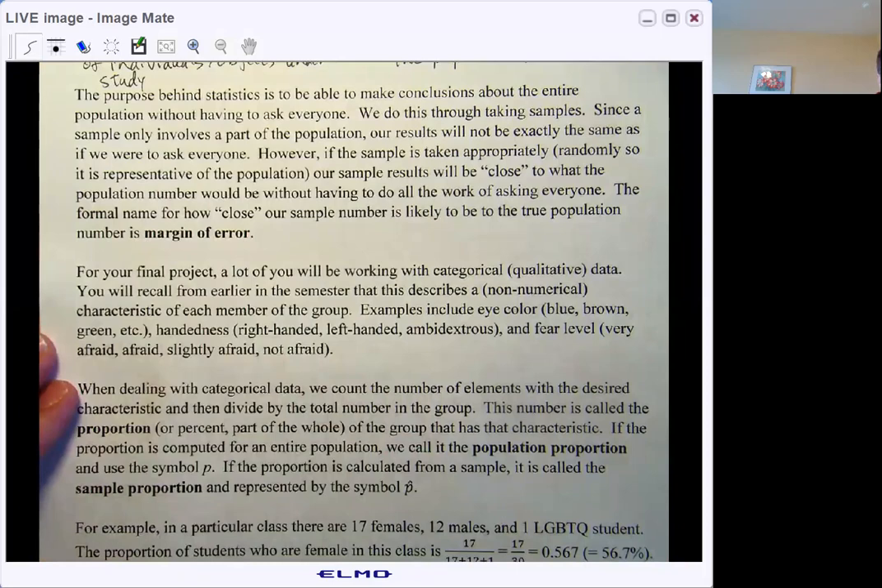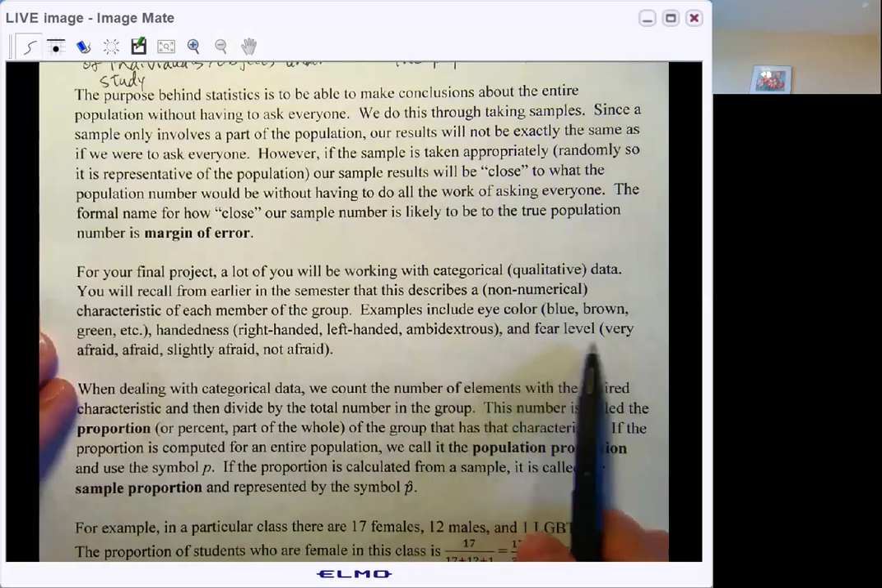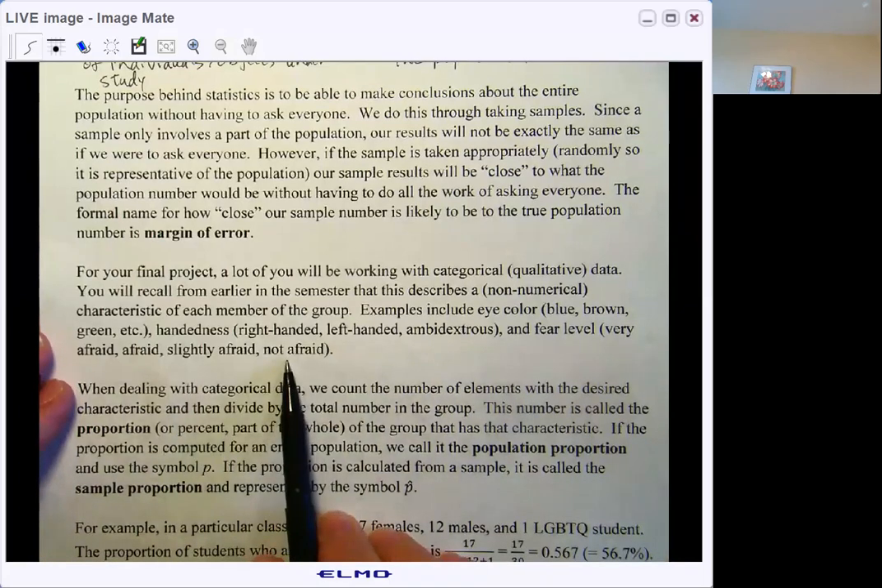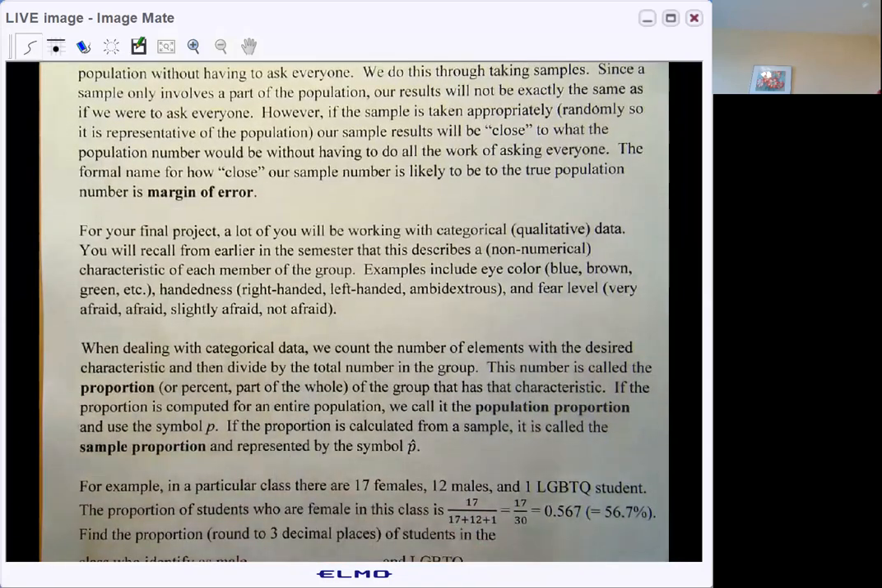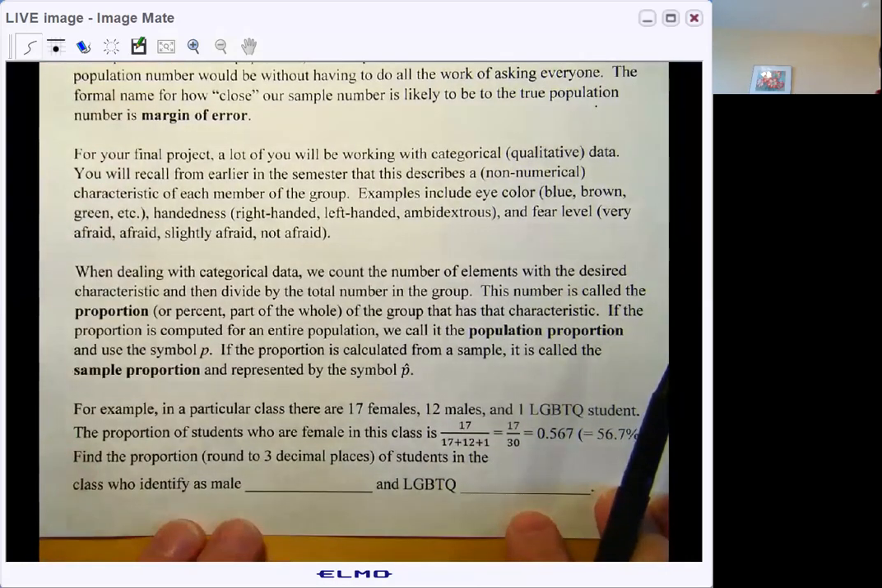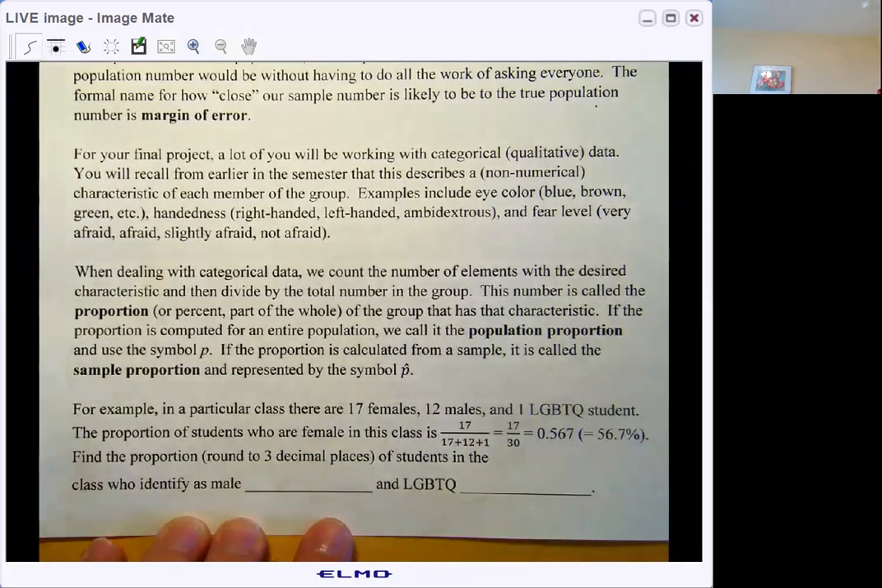You will recall from earlier in the semester that this is a non-numerical characteristic of each member of the group, such as eye color, handedness, or fear levels with very afraid, afraid, slightly afraid, and not afraid. When dealing with categorical data, we count the number of elements with the desired characteristic and then divide by the total number in the group.